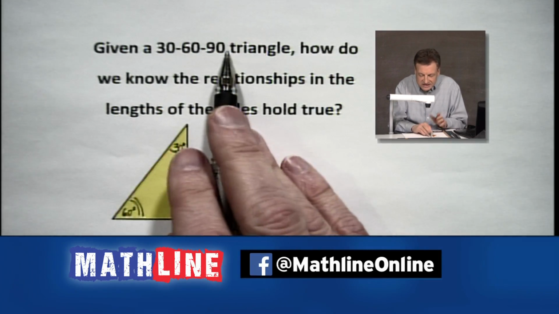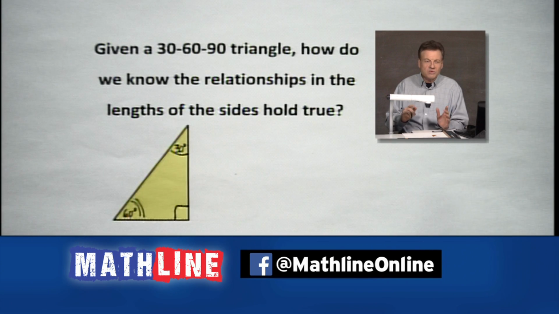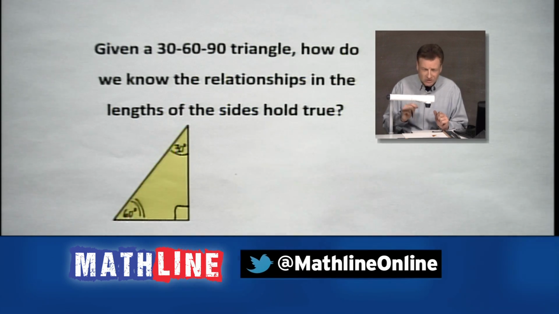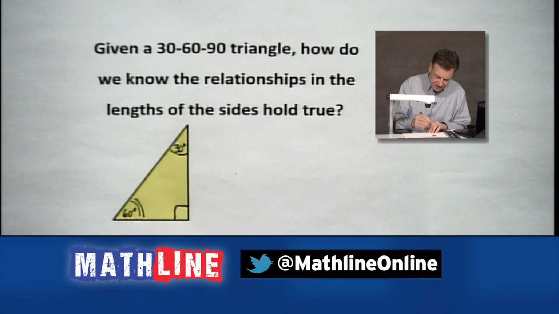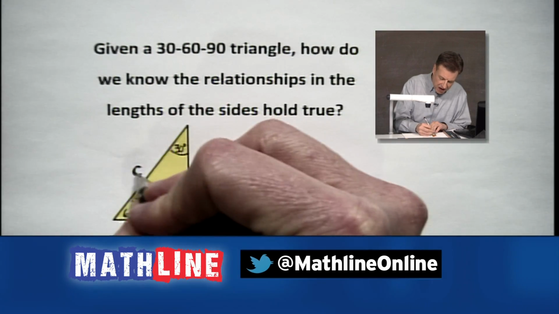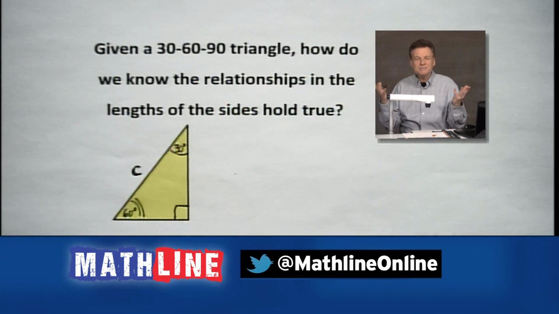It says, given a 30, 60, 90-degree triangle, how do you know the relationships in the lengths of the sides hold true? And many of you are going like, oh, what are the lengths of the sides? What is the relation? What are you talking about? So let's see. First of all, letter C, let's put that in there. C is going to be our hypotenuse because we think of a squared plus b squared equals c squared. Let it ride, all right?